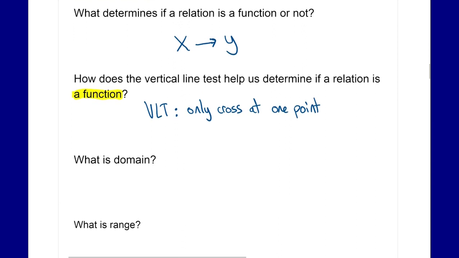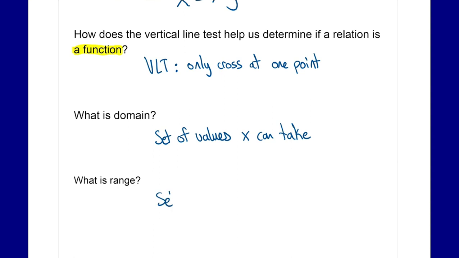What is domain? Again, we talked about domain. Domain, quite simply, is the set of values x can take. So what are all the possible coordinates of x or values of x? And then the range is the set of values that y can take. So again, domain is x, range is y.